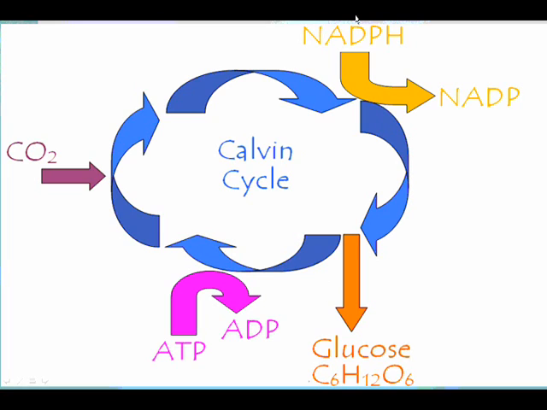In order for that to happen, we take the hydrogens off of the NADPH to make NADP, and we take the energy off of ATP, and then it becomes ADP. There are lots of steps in the Calvin cycle that is not really necessary for you to know at this time. This is a good diagram that illustrates the necessities of the Calvin cycle.